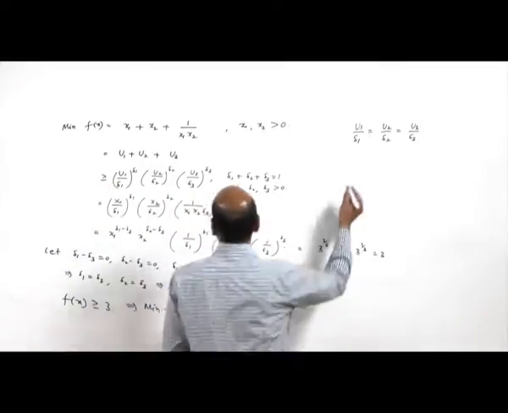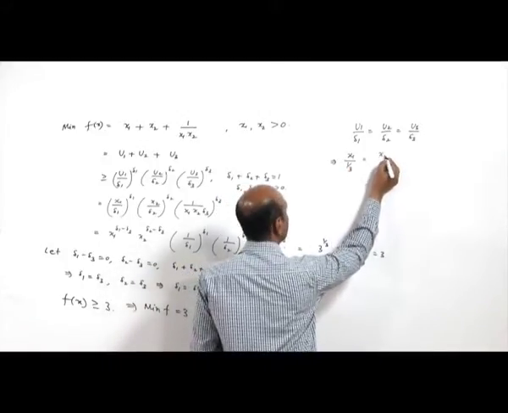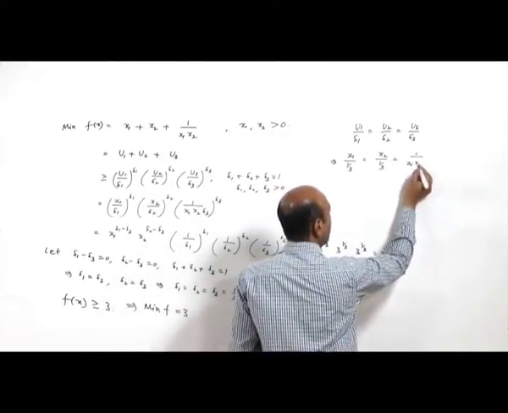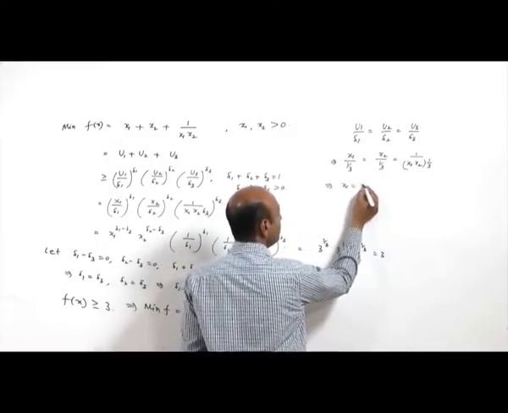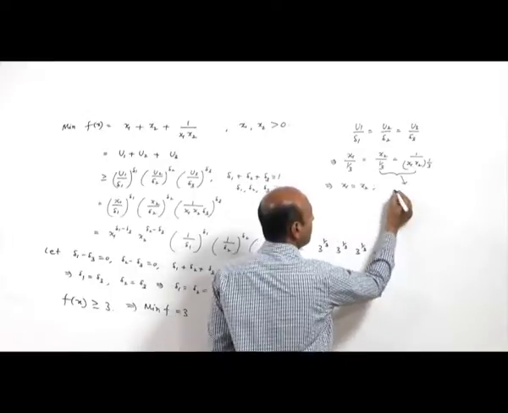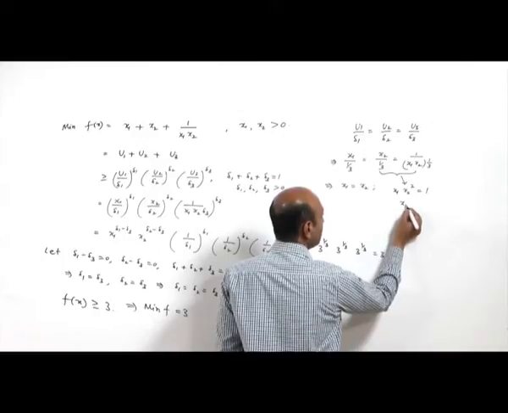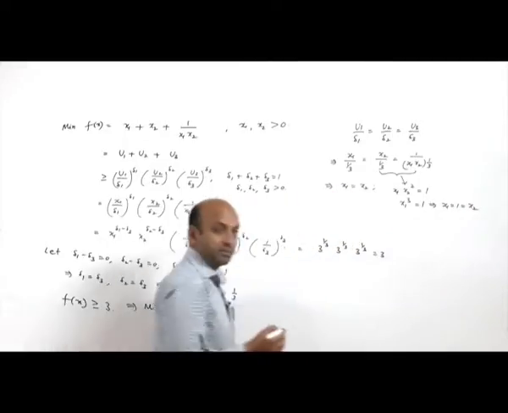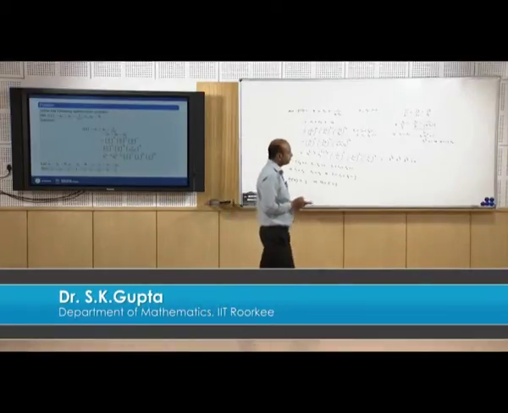So, what is u1? u1 is x1 and delta 1 is 1 by 3. What is u2? u2 is x2, again it is 1 by 3, and u3 is 1 upon x1 x2 and it is 1 by 3. So, this implies x1 equal to x2, and from these two expressions we obtain x1 into x2 square equal to 1, that is x1 cube equals 1, which implies x1 equals 1, which is equal to x2. So, that means x1 = x2 = 1, and these are the optimal solution of the problem.